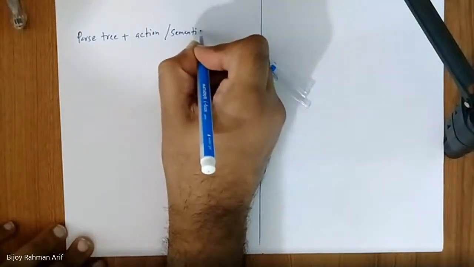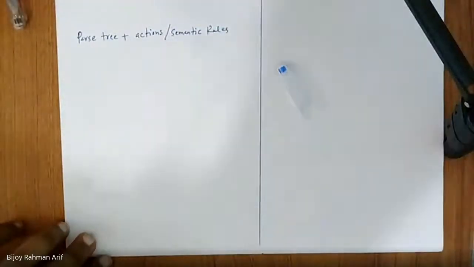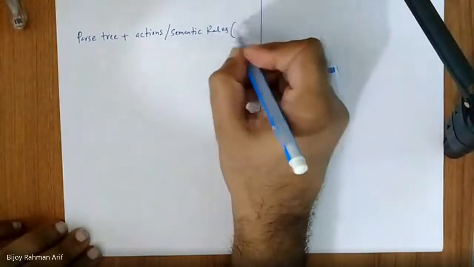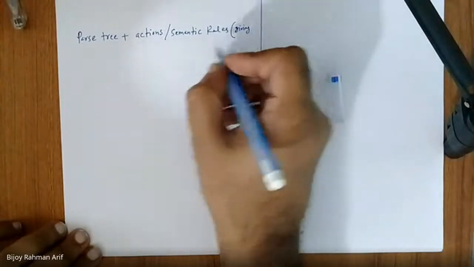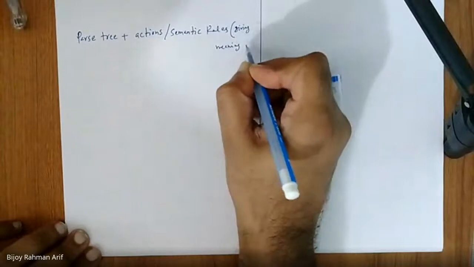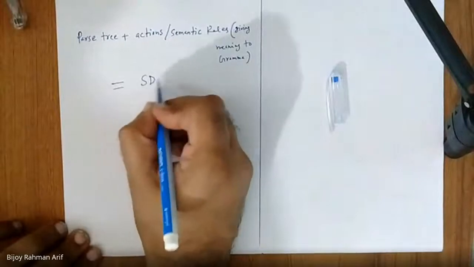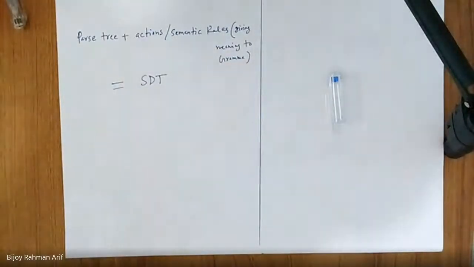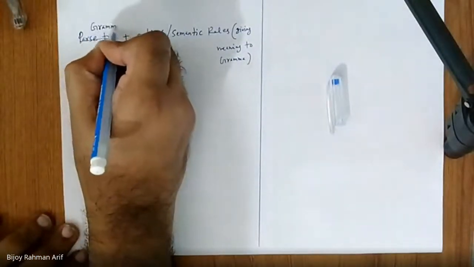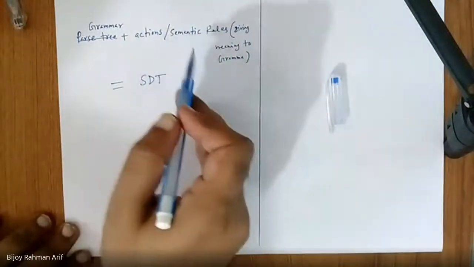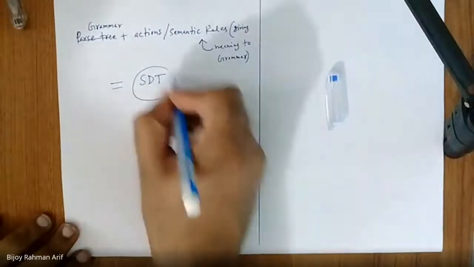What is the meaning of semantic rule? Can you tell me? Semantic means meaning, giving meaning to the grammar. Together, this thing is nothing but SDT. So we should say not parse tree, but grammar. Whenever there is a grammar plus action or semantic rules giving meaning to the grammar, together it is called SDT.